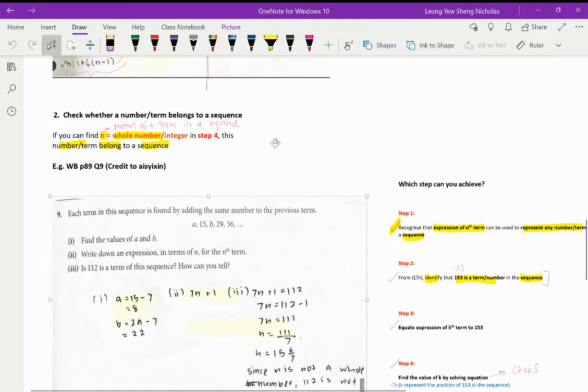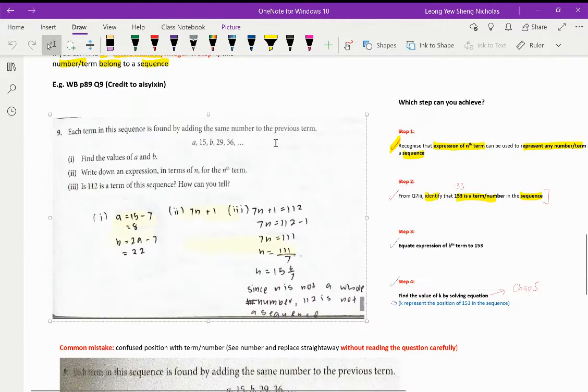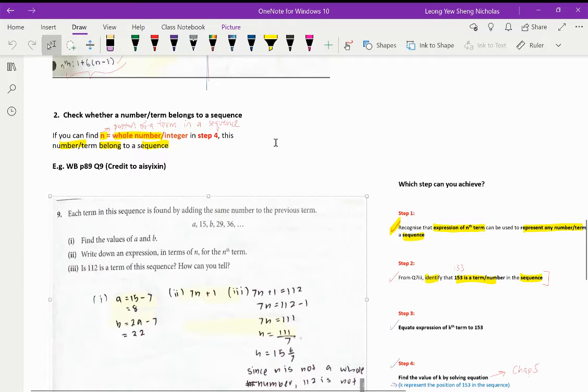Okay, so now let's look at question 9. For question 9, let's check whether a number or term belongs to a sequence. So how do we do such questions?